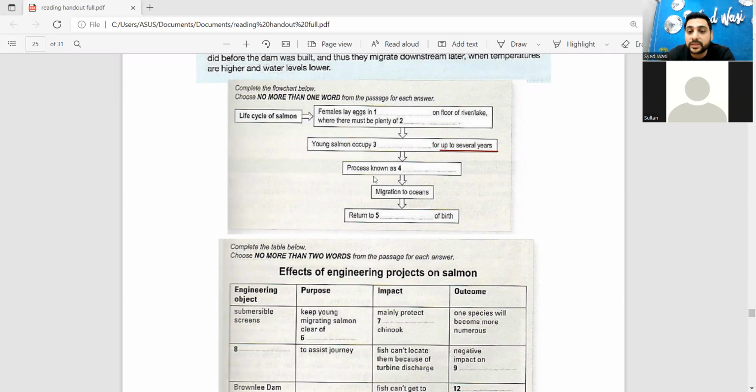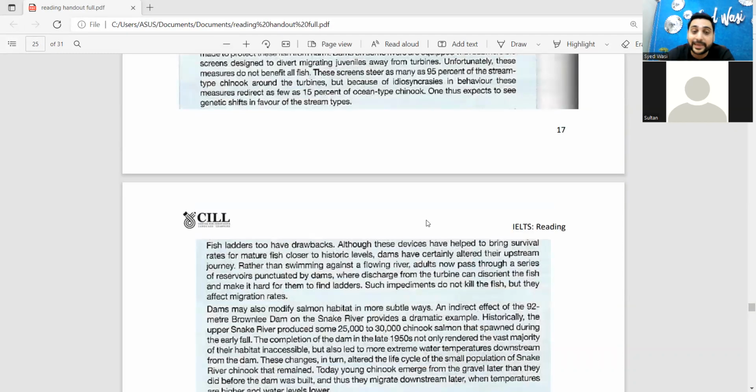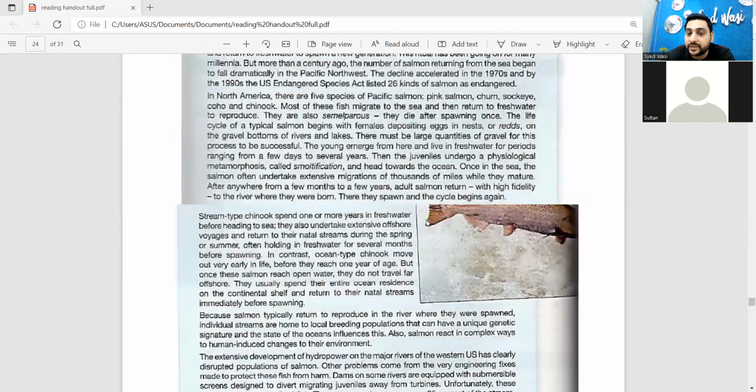Gap number 4, process known as something. So the only keyword is process. And again, if we look at the gap, I have to find a noun here. If you look at the sentence structure, you can immediately guess the type of word. It can be a noun, not an adjective or a verb. That makes it easier to search and be more accurate.